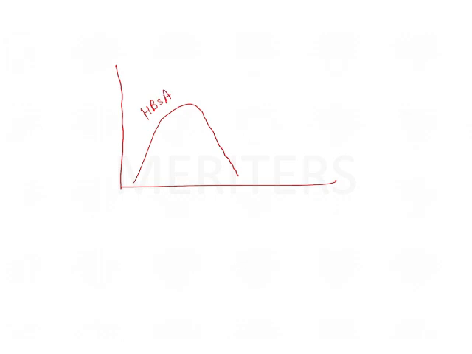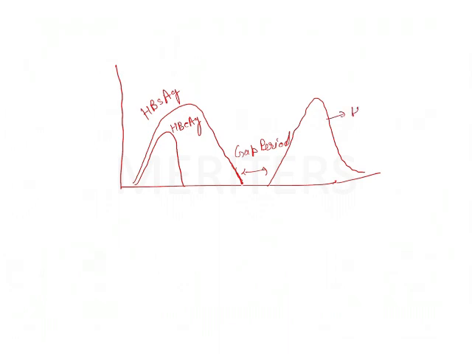So if I try to make a rough diagram, the first antigen to appear in the serum is going to be your HBsAg. Then you have the other one, that is known as HBeAg. Now what happens? The HBsAg, when it appears, it disappears, and then after a gap period, after some time, the antibody against HBsAg starts forming.